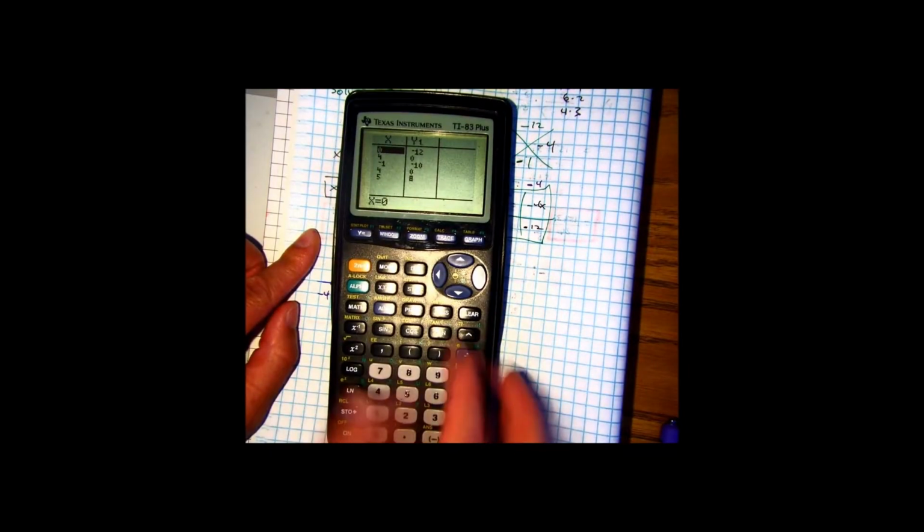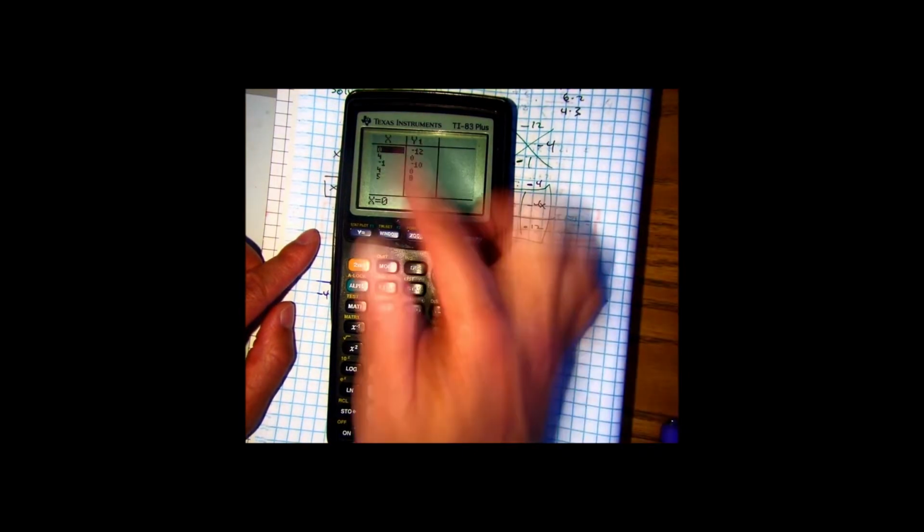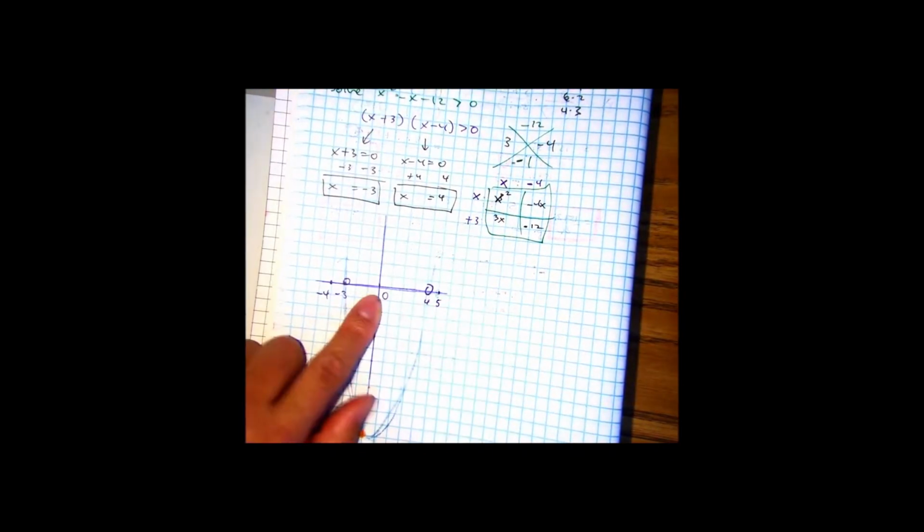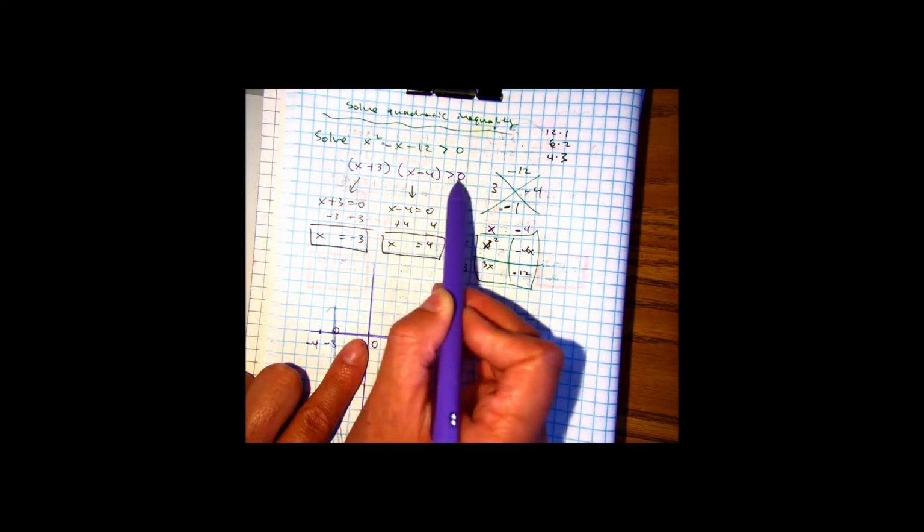Now it's given me a table, but yours might be blank, mine has a couple of numbers. So I'm going to type in 0 and press enter. What did it get, class? Negative 12. What did the calculator do? It took 0 and put it in here. 0 plus 3 is 3. 0 minus 4 is negative 4. 3 times negative 4 is negative 12. Class, is negative 12 bigger than 0? So that is false. That means everything inside here is going to be false.